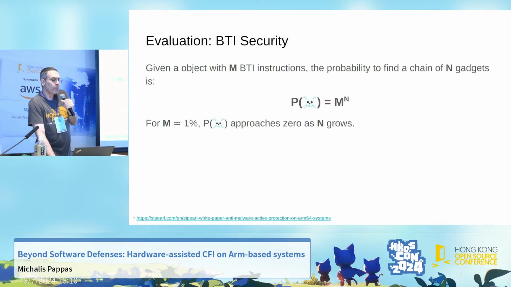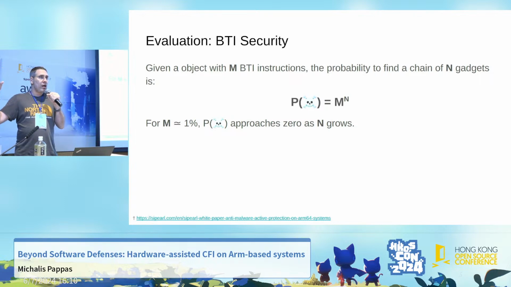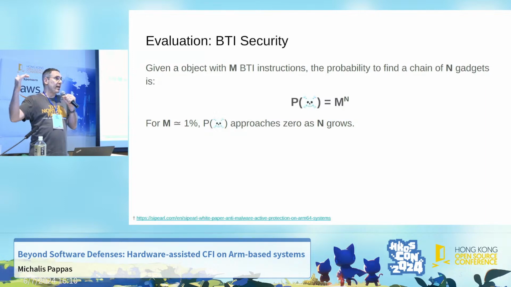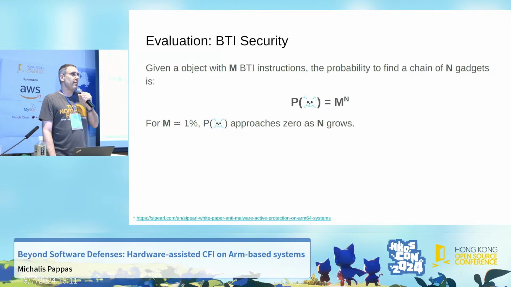For BTI, let's say you have an object with a number of BTI instructions, and you want to find a chain of n gadgets, right? And if we assume that the number of indirect jumps in a given object is around 1%, then the probability to find a certain number of gadgets approaches 0 as the number of gadgets grows, right? So again, at least the theory is very much in favor of the defenders.